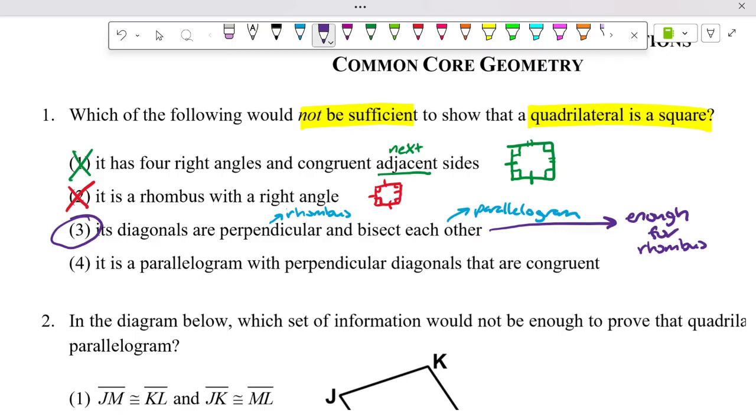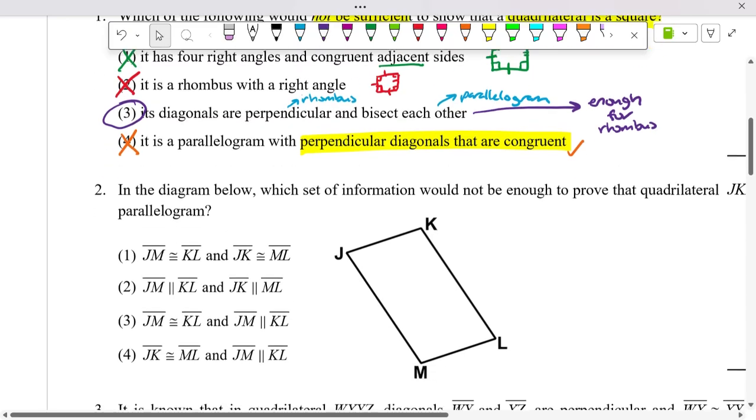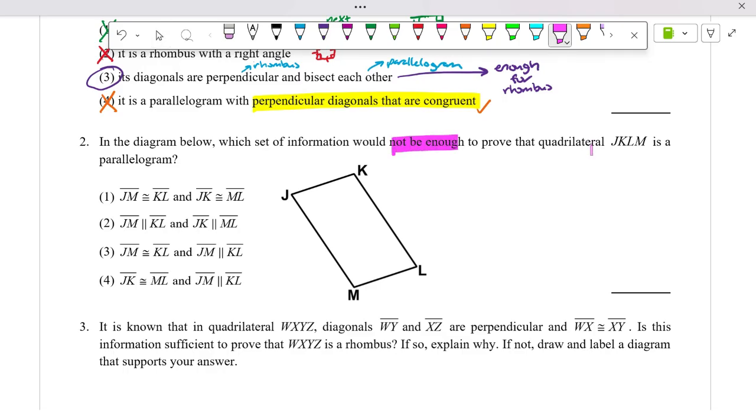And then the last one, a parallelogram with perpendicular diagonals that are congruent. That's obviously enough to prove a square because that describes their diagonals perfectly. Does that make sense? Like what it means by sufficient conditions? Yes, no, maybe. All right. Let's look at these. So in the diagram below, which set of information would not be enough to prove the quadrilateral is a parallelogram?